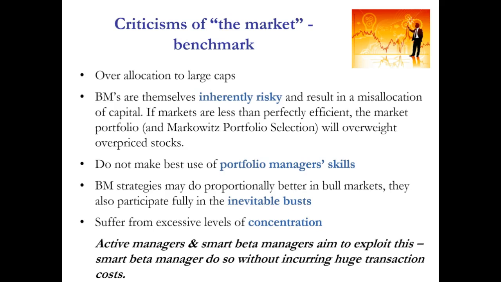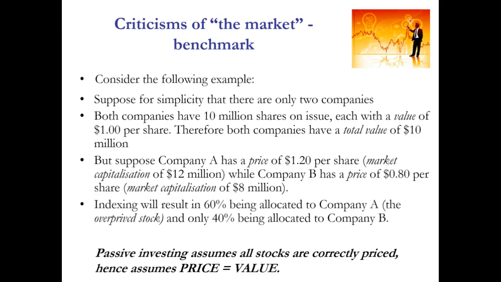We can give an example of that on this next slide. Okay, suppose for simplicity that there's only two companies. Suppose that both companies have 10 million shares on issue, and let's assume there was some way that we were actually able to observe the intrinsic value of each of those stocks. So the intrinsic value, or what that stock should actually be worth, is $1 per share. So the intrinsic value of each of these two companies is $10 million.